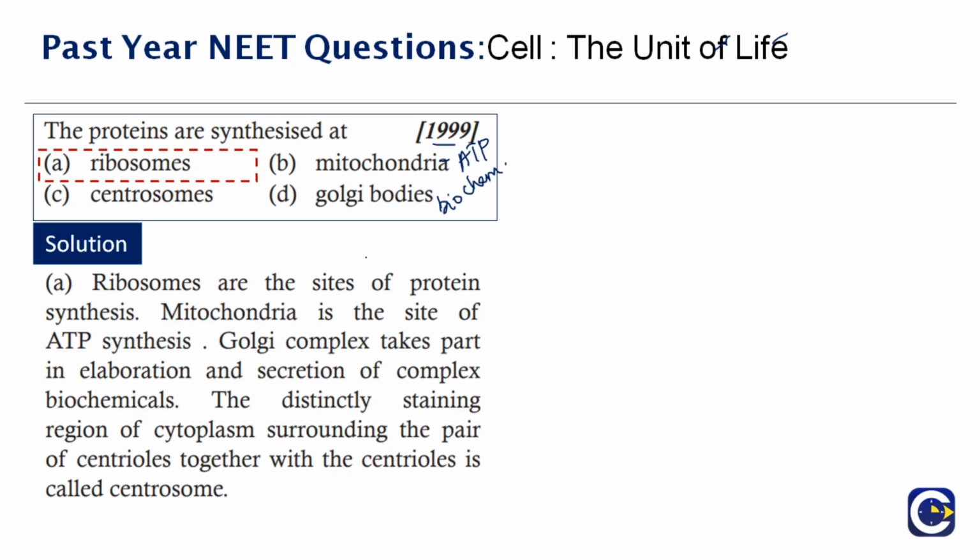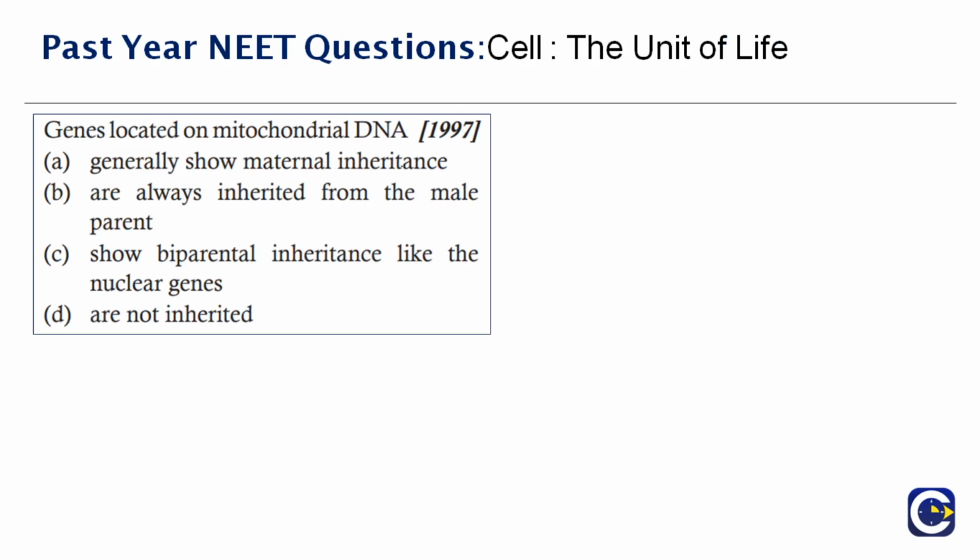I already said mitochondria is involved in ATP synthesis, Golgi bodies in biochemicals, while centrosomes, they are a part of the centrioles. They are dependent on the centrioles. All the centrioles together with the other centrioles will form together the centrosome part. Therefore, the correct answer to this question is option A, ribosome. Next question here. This question was asked in the year 1997.